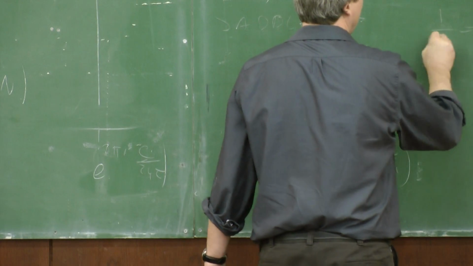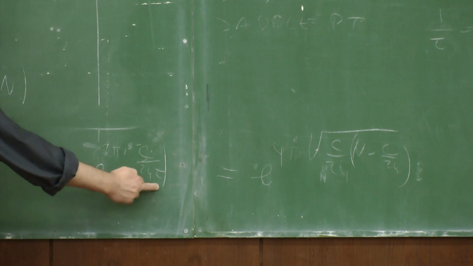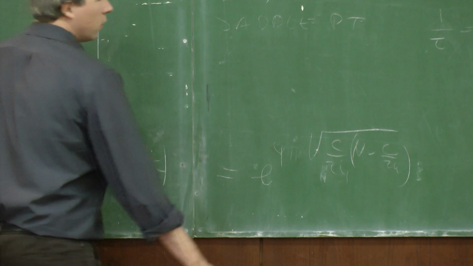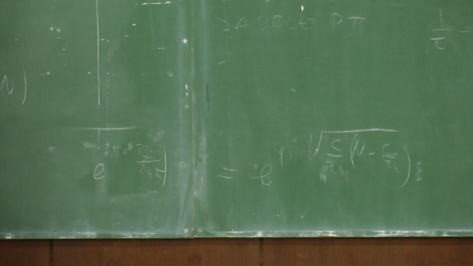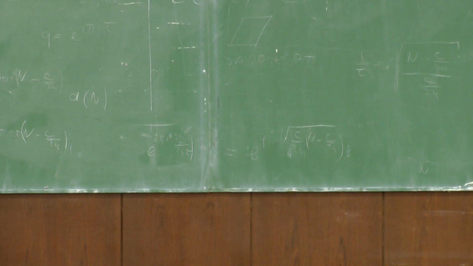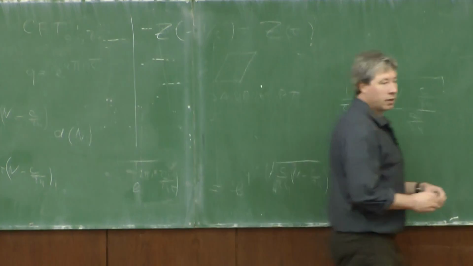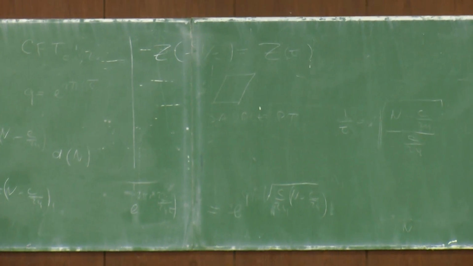This is 1 over tau. So if I put that in here, you'll see that this multiplied with c over 24 gives you exactly this expression. And the same thing here, if I put it in here, you get the same expression. And this is giving you the Cardy formula. Anyhow, this is a quick derivation of what the formula looks like. But this is also what we know now.